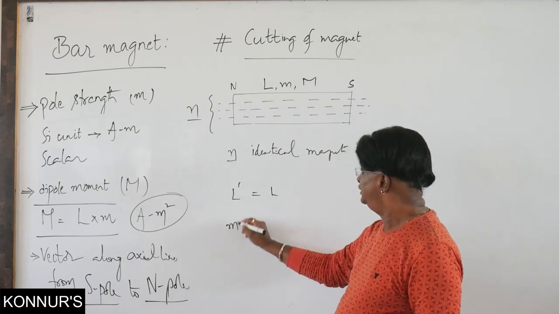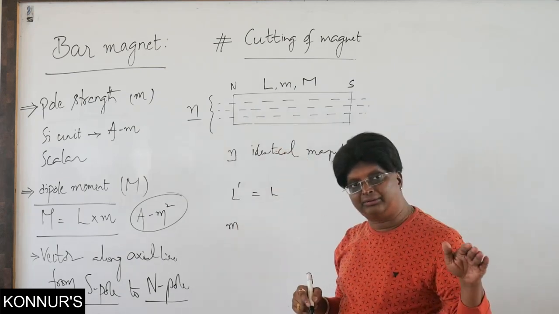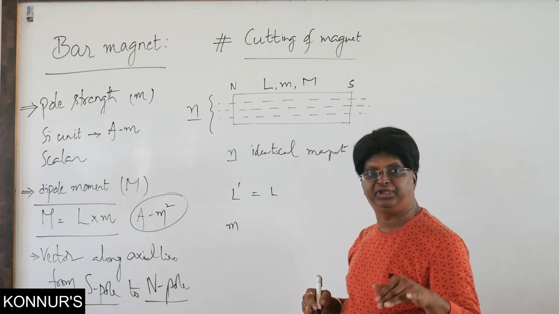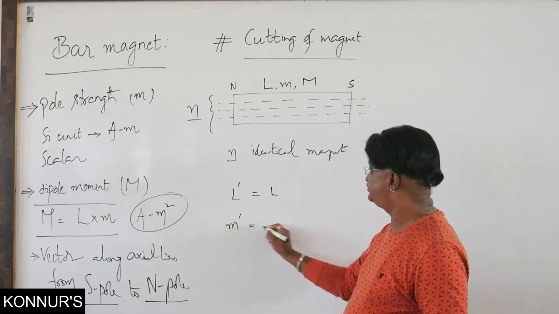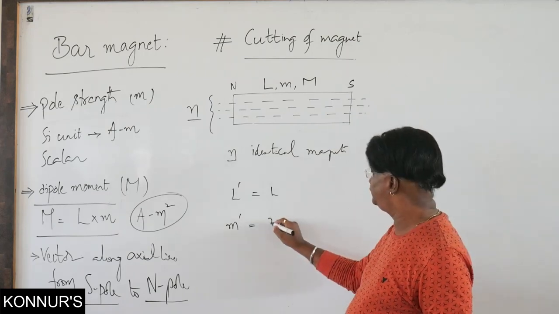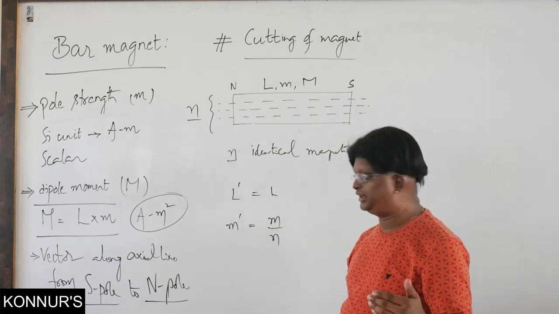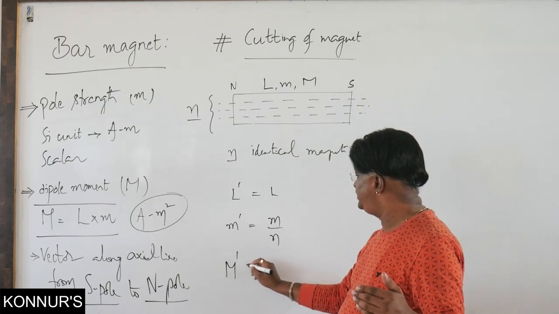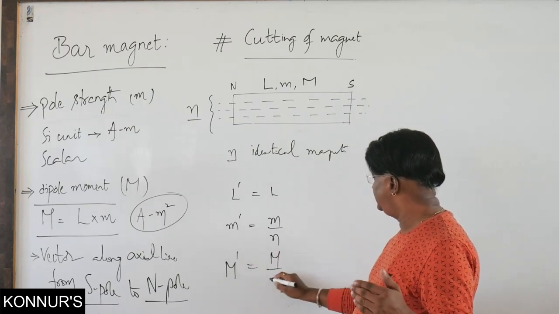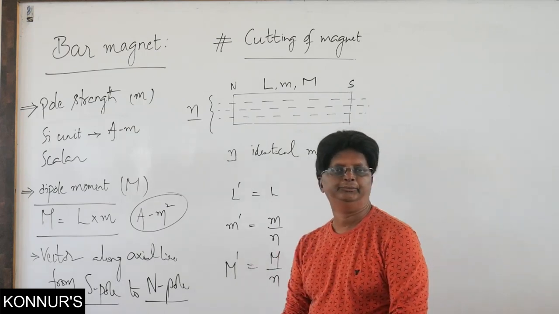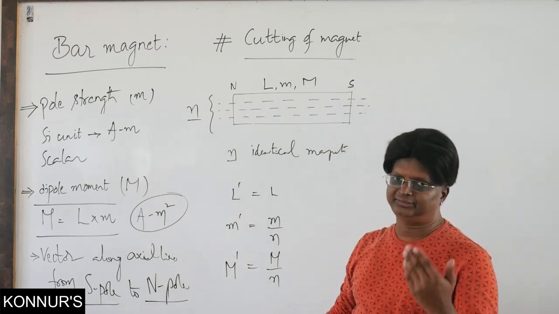Whereas now you see, when it is divided parallel to the axial line, the cross section is being changed. Therefore, for each of the magnets, m dash is equal to 1 by N times. Pole strength becomes 1 by N times. Therefore, moment becomes M by N times. Whether it is two parts or three parts, that will be there.